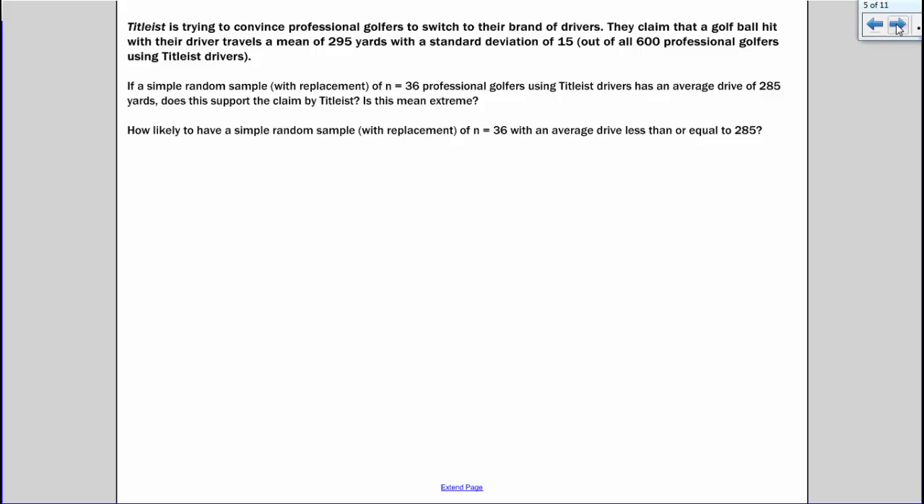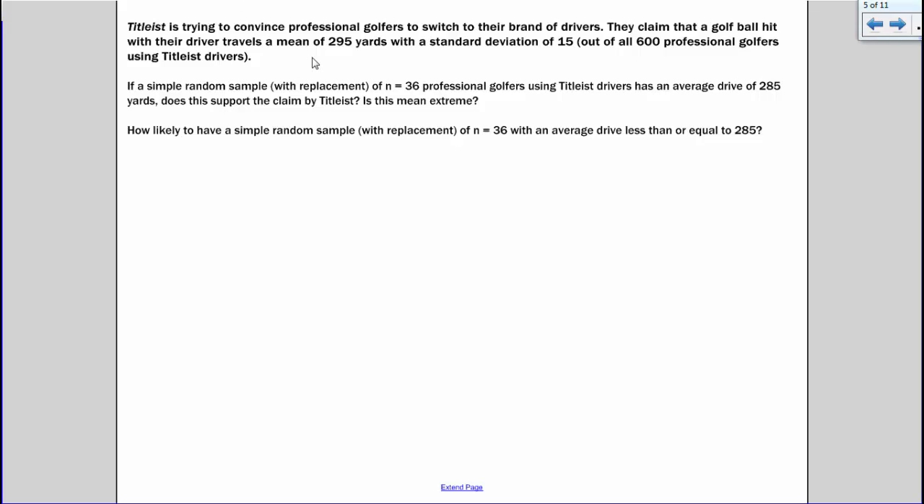So for this one, Titleist is trying to convince professional golfers to switch their brand of drivers with the claim that a golf ball hit with their driver travels a mean of 295 yards with a standard deviation of 15, and this would be out of the entire population of all 600 professional golfers. This is the claim that they're making. Let's say that we take a simple random sample of 36 professional golfers, and we find that their average drive distance is 285 yards.